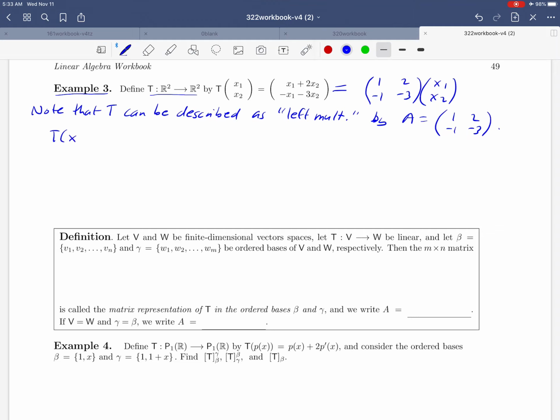In symbols, we could write this then: T of a vector x in R2 looks like that matrix A that we just wrote down times x. We're going to introduce a piece of new notation, LA of x. That means in words left multiplication of x by A. I'm going to just add that to our work here. So LA has a name. It's called the left multiplication operator.